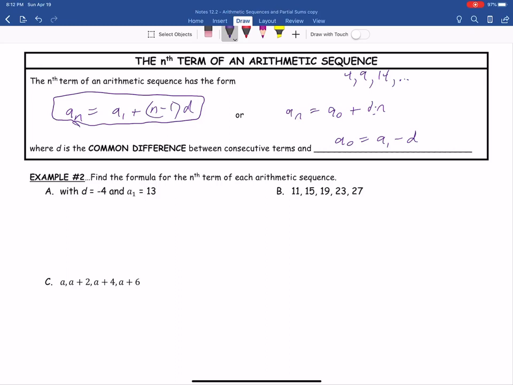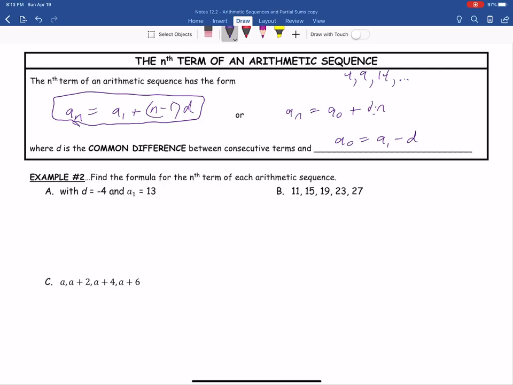Just don't forget that D is the common difference. And then the rest of them, when I say A sub 0, I mean the 0th term. You're usually not going to have the 0th term. It's usually going to be first term, second term, third term, fourth term. Okay. So don't get confused by the terminology.